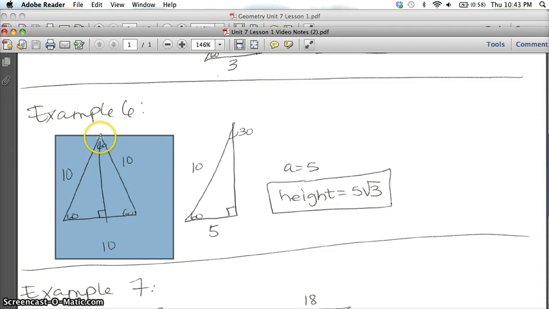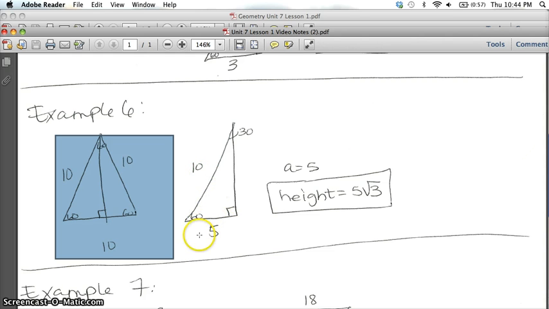So I drew my height, which is just going from one angle all the way down to the base and forming a right angle. And then I separated my triangle out. So remember that the height cuts this angle in half. So I actually have a 60, 30, 90 triangle. And also remember that the height separates our base into two. So 10 divided by 2 is 5. So my base is 5, and the hypotenuse is 10.